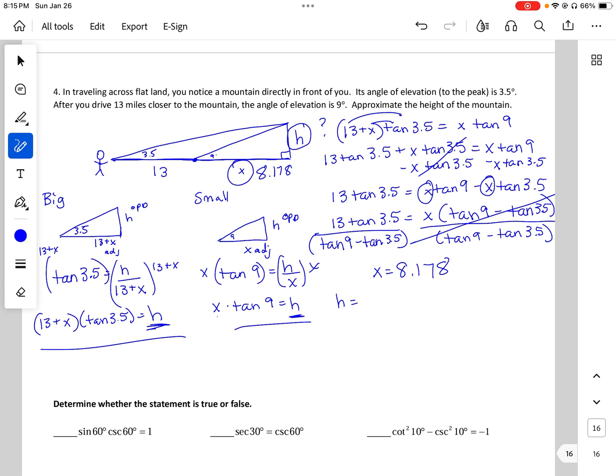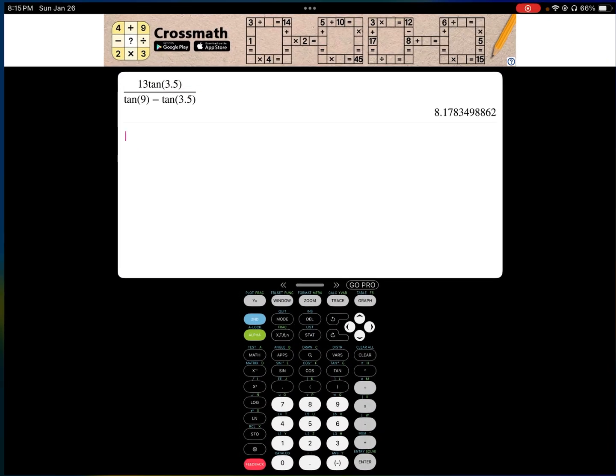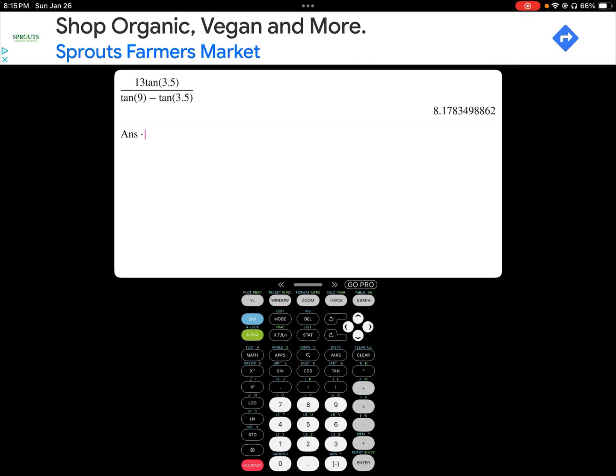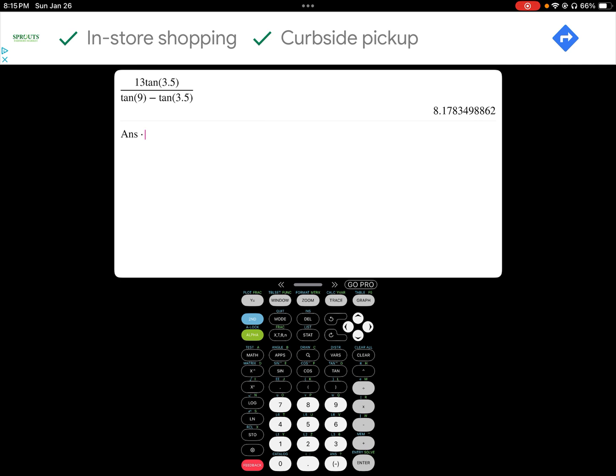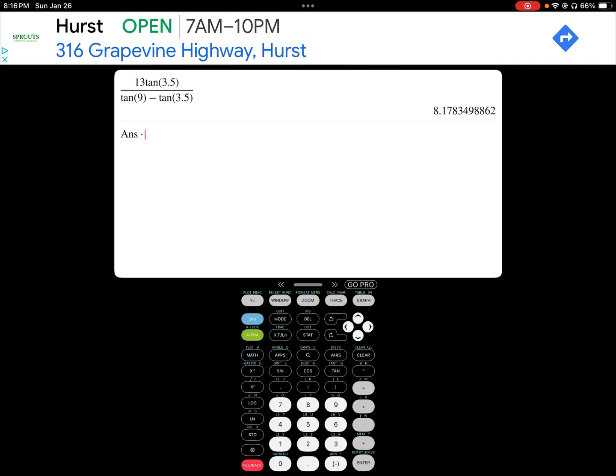So x, so the 8.178 times tan of 9. Or you could do it with this one. So that's what I'm going to do. I'm going to use what they gave me. So that times tan of 9.